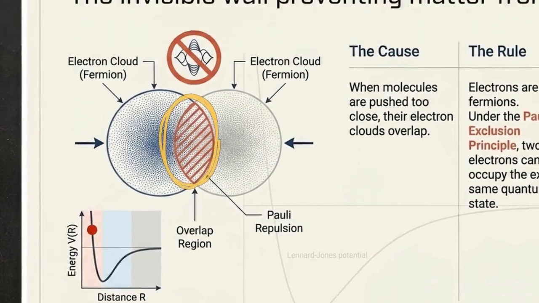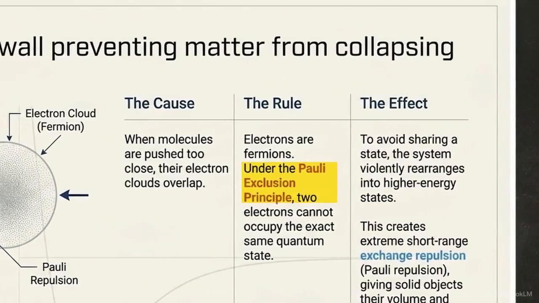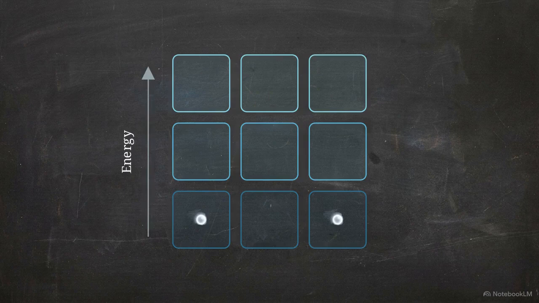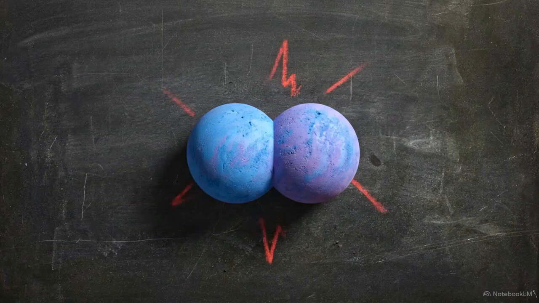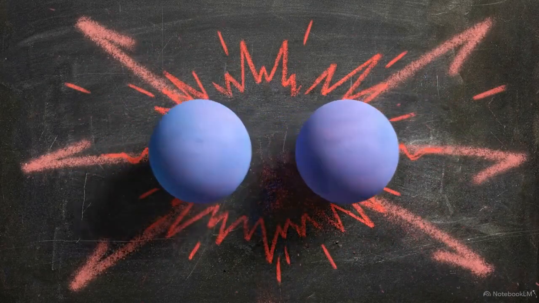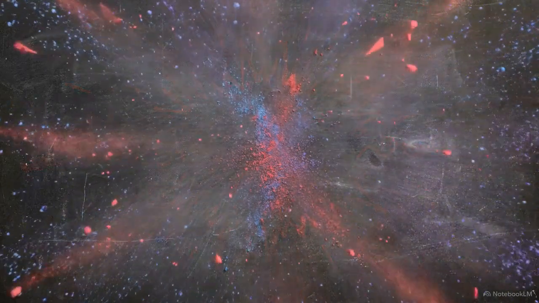When molecules approach each other, their individual electron clouds overlap too strongly. This triggers a strict rule of physics, the Pauli exclusion principle. Because electrons are fermions, this principle dictates that two electrons cannot occupy the exact same quantum state simultaneously. To avoid sharing a state, the system reacts violently. It is forced to rearrange into significantly higher energy arrangements, creating extreme short-range exchange repulsion.